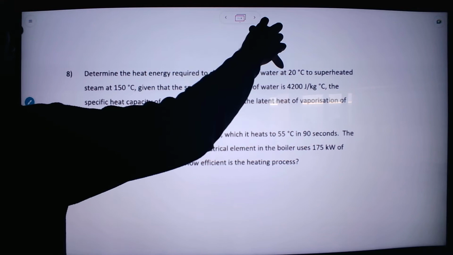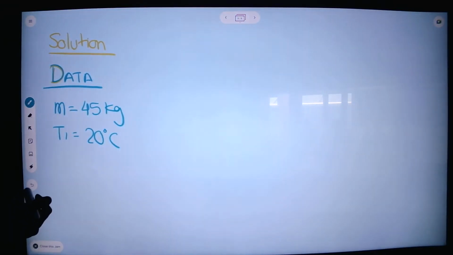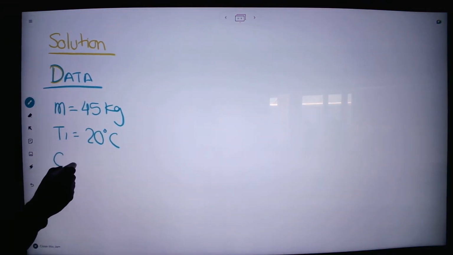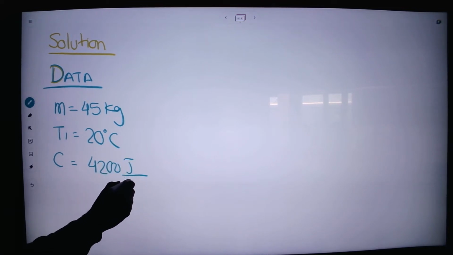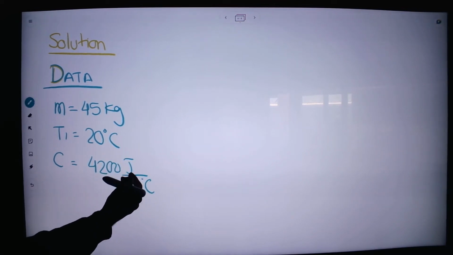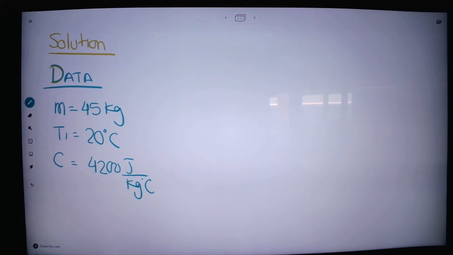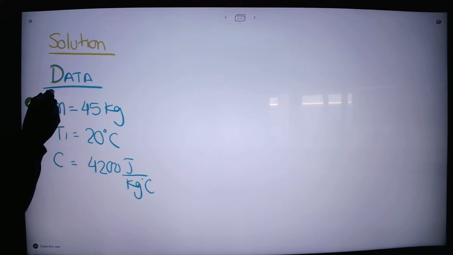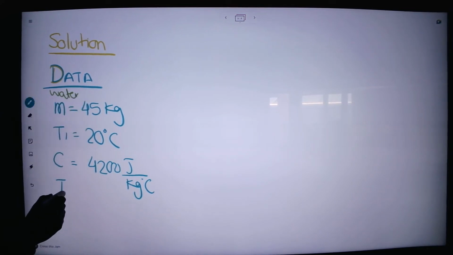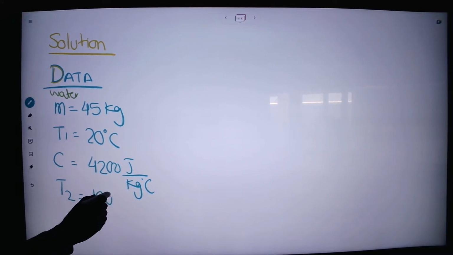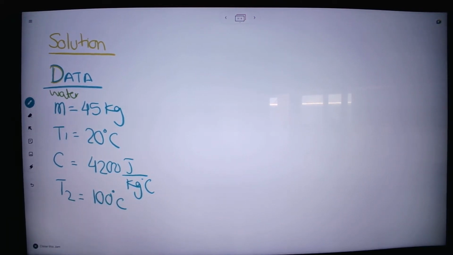And then it's still water. So we've got the specific heat capacity of the water. This is the water data now. Specific heat capacity of the water is 4,200 joules per kilogram centigrade or Kelvin. To be honest, it doesn't matter because we're looking at change in temperature. This is still water. Now the T2 for the water is going to be 100 degrees centigrade. So that we assume is pure water.